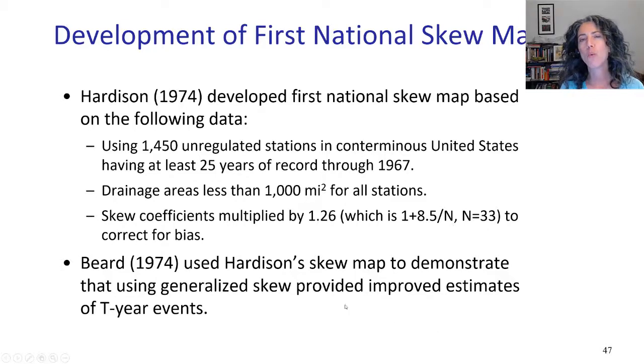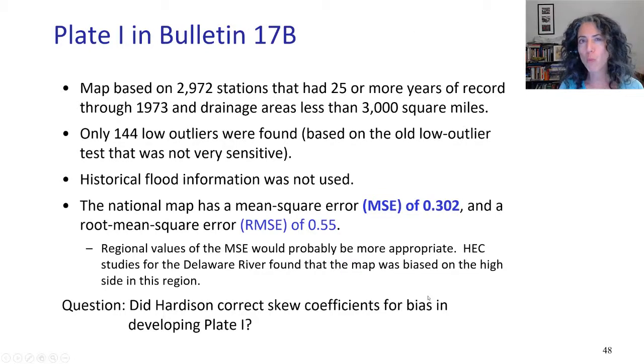And then when the Bulletin 17 testing was done to compare the different probability distributions and whether or not to use regional information, Hardison's skew map was used for that study to represent the regional information. What's called Plate 1 in Bulletin 17B was an update of that study. It was also only based on data through 1973, but this time it had almost 3,000 stations, and the drainage areas went up to about 3,000 square miles.